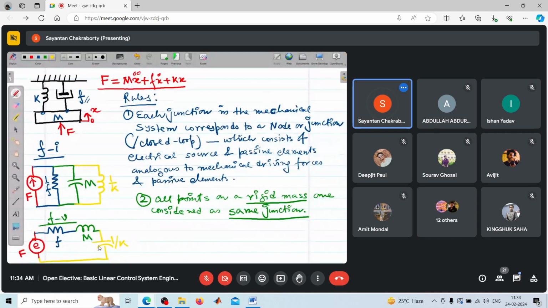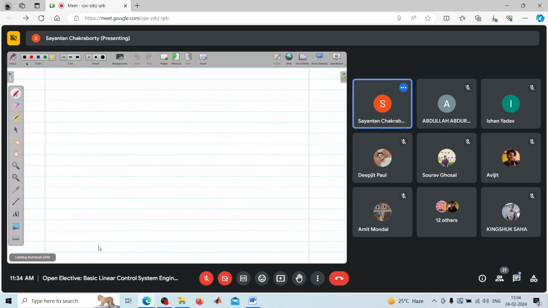Now let us take a more involved situation, where we have interaction between different components.